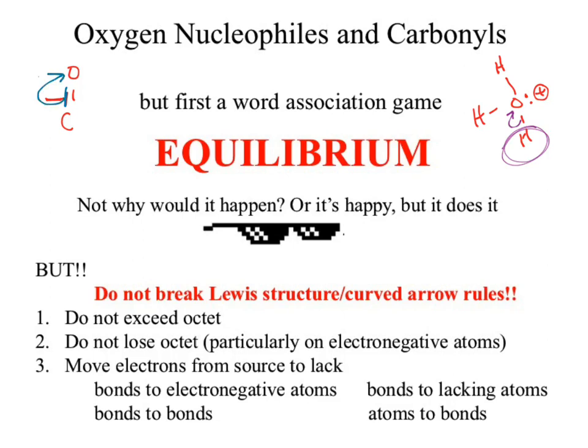To the electronegative atom. Okay? So you're moving those electrons towards it. Bonds can move to bonds. That's effectively a resonance system. That's why we would use that. Bonds to atoms lacking electrons, that's like carbocations. Okay? And we can move electrons from atoms to bonds.